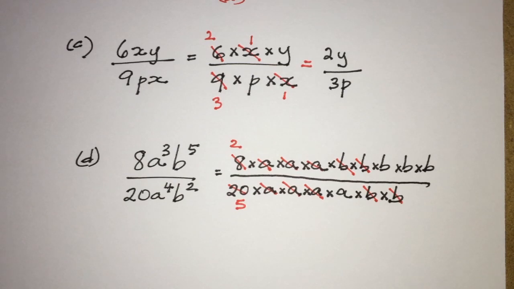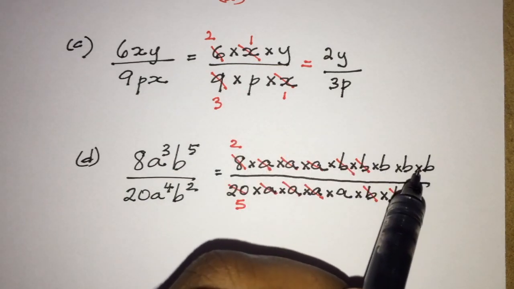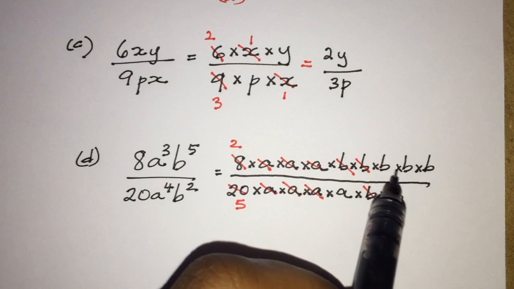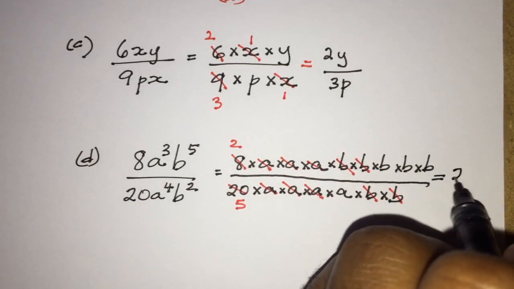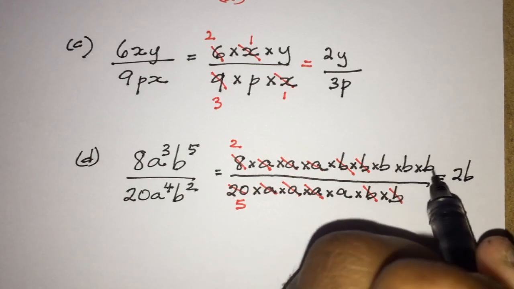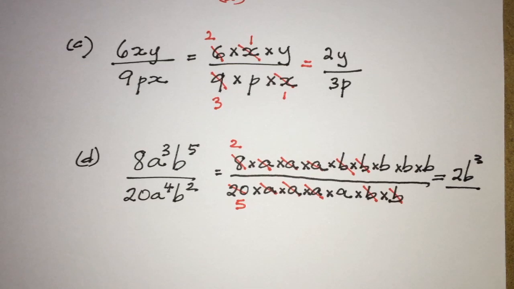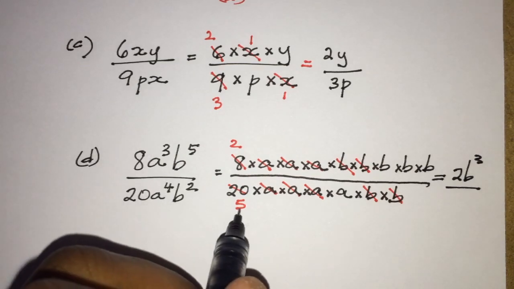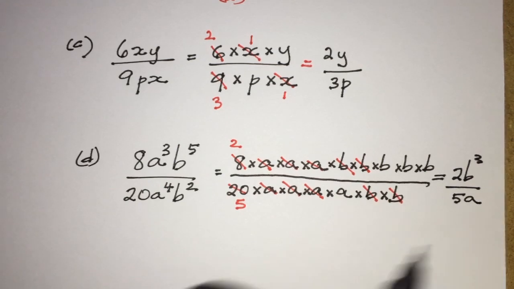So we can multiply across now. 2 times b times b times b. How many b's are these? 1, 2, 3. So that will become 2b to the third power. Let's look at what's left in the denominator. We have this 5 times a. That's just 5a. And that's how you get it done. That's how you reduce algebraic fractions to their lowest terms or simplest terms.